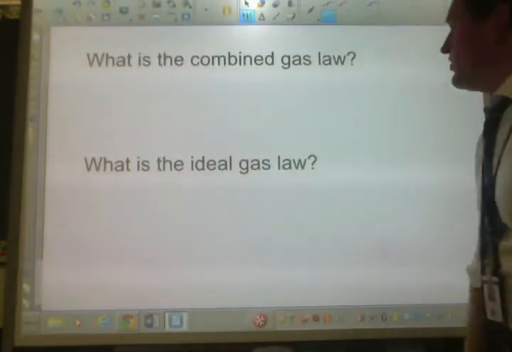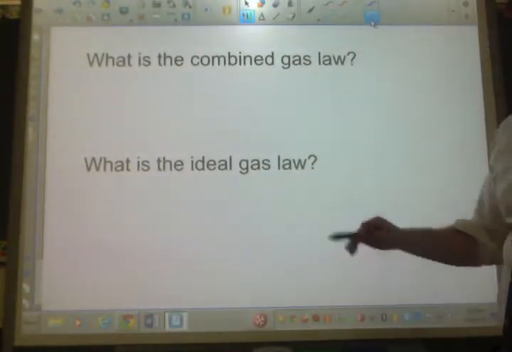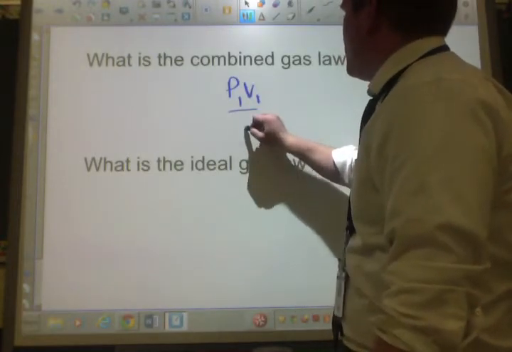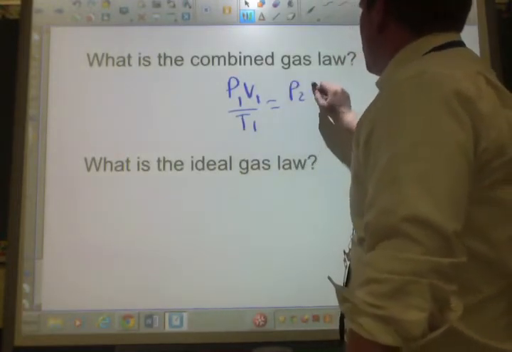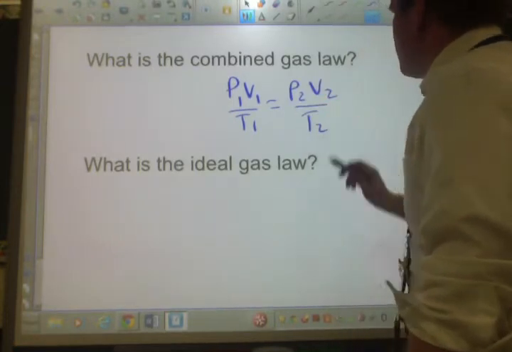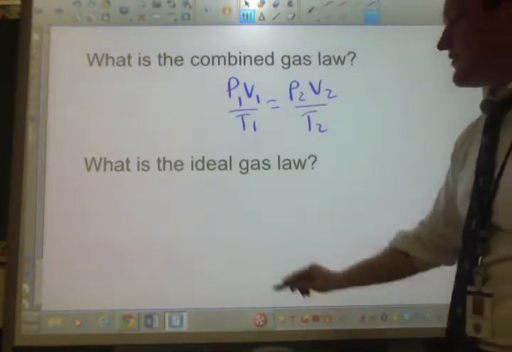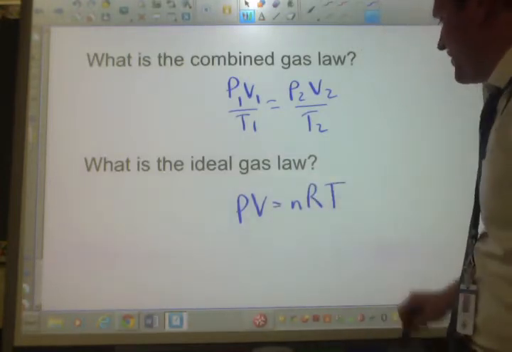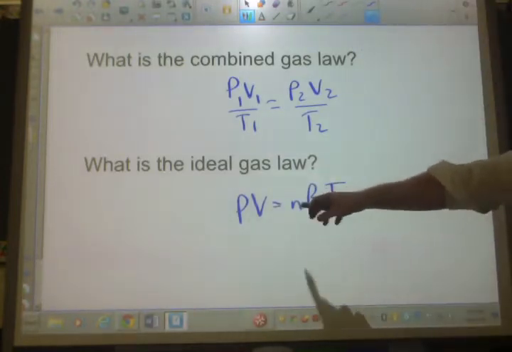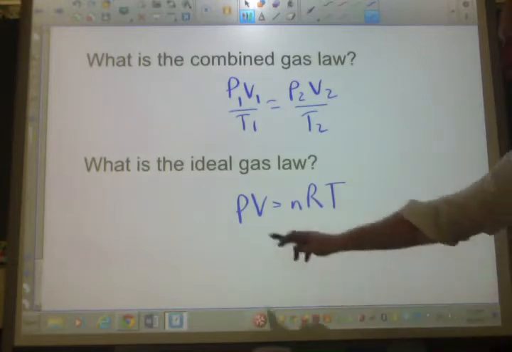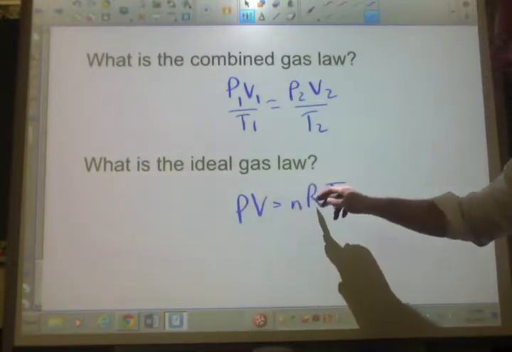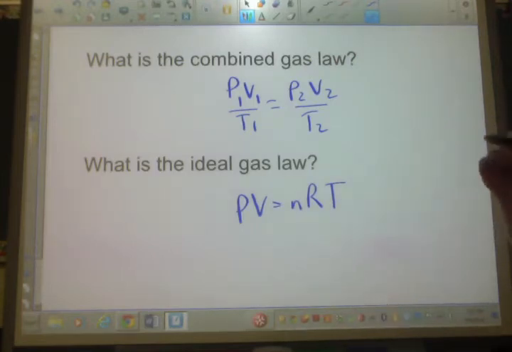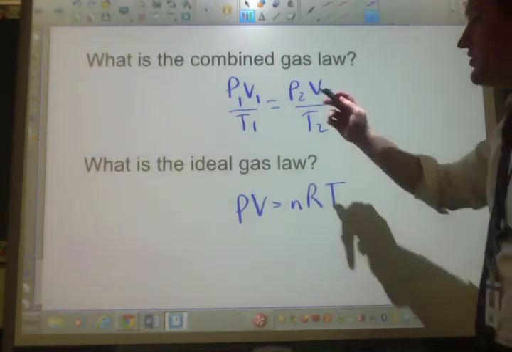So first, what is the combined gas law? Now, you don't need to tell me the number of particles. So for this, you're just going to say P1, V1 over T1 equals P2, V2 over T2. Done. What's the ideal gas law? PV equals nRT. Make sure you're conscious of the capitalizations too. Capital, capital, lowercase, capital, capital. Because basically all these terms have different values if they're not capitalized. Okay, 2 out of 2.